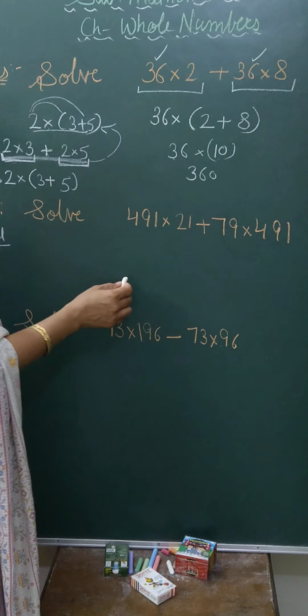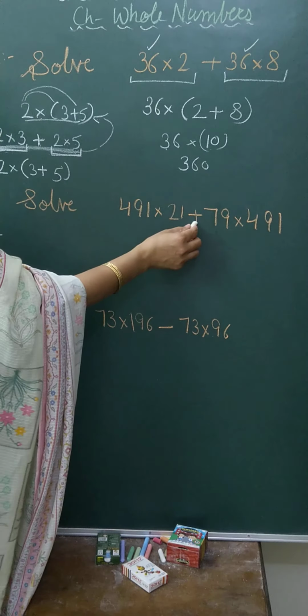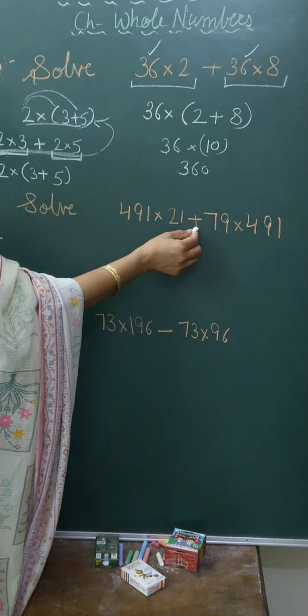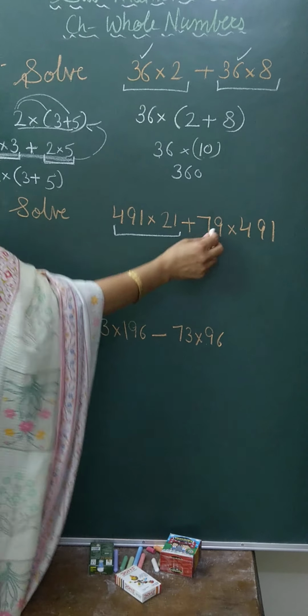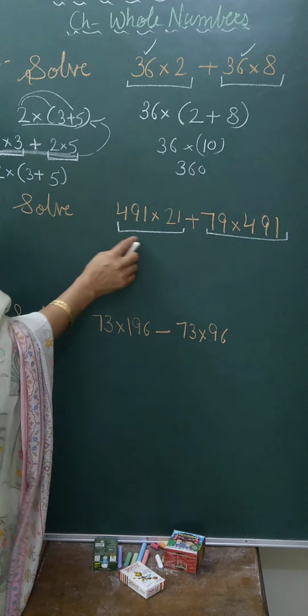See one more example. Can you find the pair here? Is there any pair present? Whenever addition or subtraction is there, that means that is separating the pairs. Addition or subtraction sign always separates the pairs. So this is your first pair and after addition this is your second pair. Can you find the guest here?